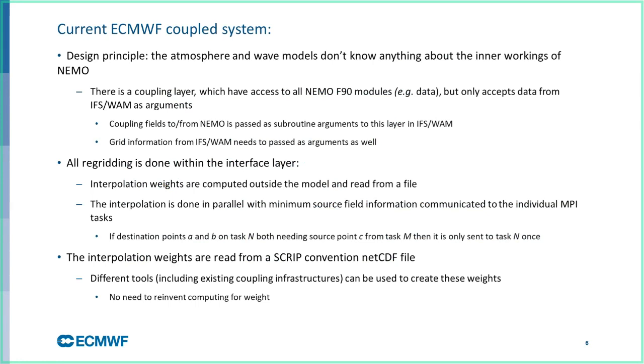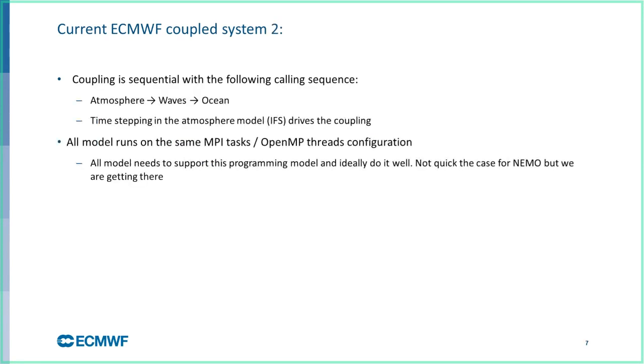So yeah, maybe get on to some of the more interesting stuff. We don't actually concentrate so much within this system on generating weights, because we assume we can get them from something else. We just use SCRIP convention as a standardized way of getting weights from somewhere else. And the sequential, I think I already mentioned that we run on the same MPI task and OpenMP thread. So this system will work well in the case where all models scale well and can use the same resources. If they can't, then they can't.